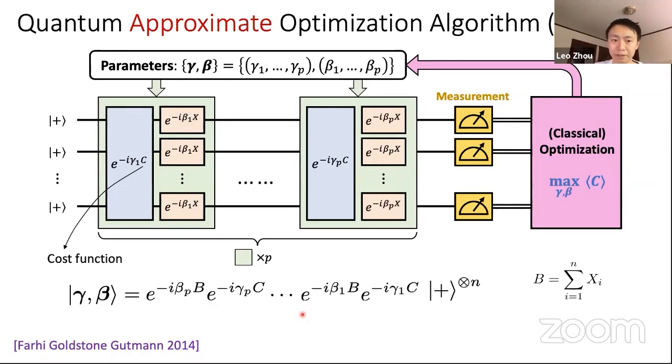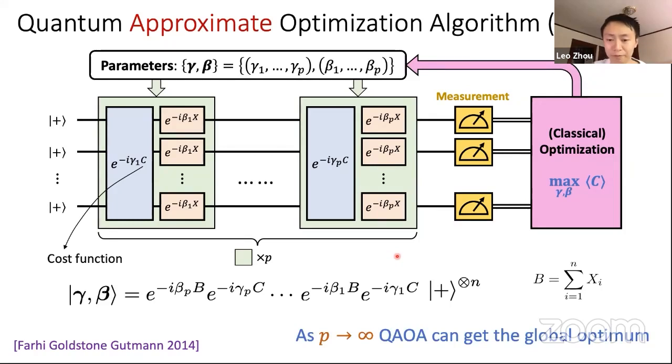Now, this algorithm is attractive for many reasons. One is that it is very simple. It only requires two different unitaries. Also, you can see that, manifestly, this algorithm can only improve as the depth, the number of layers p, increases. And there's a very nice mathematical fact that as p goes to infinity, this algorithm can always get the global optimum for any instance.